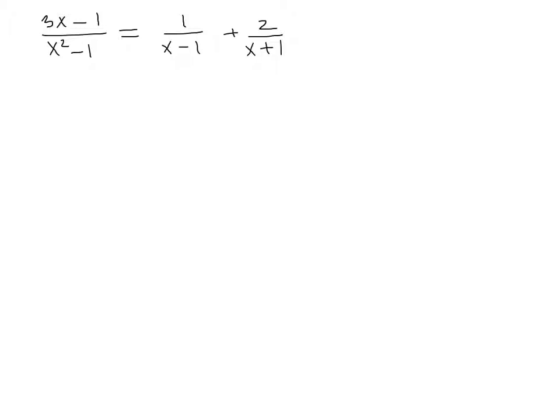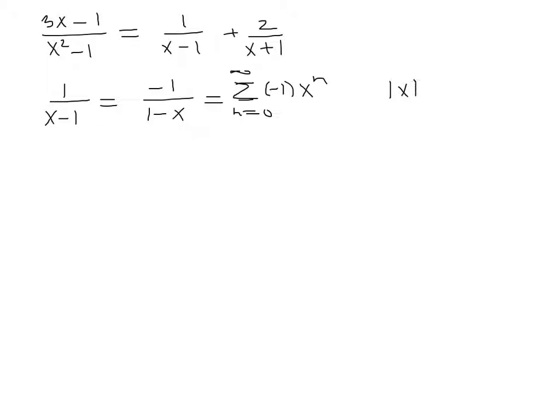And we can find series for each of those individually and then add them together to get a series for the entire thing. So let's start with the 1 over x minus 1. That's the same thing as negative 1 over 1 minus x, which is equal to a sum from n equals 0 to infinity. Negative 1 is my a, and then r is x, x to the n. This will converge as long as the absolute value of x is less than 1. So it has interval of convergence negative 1 to 1.